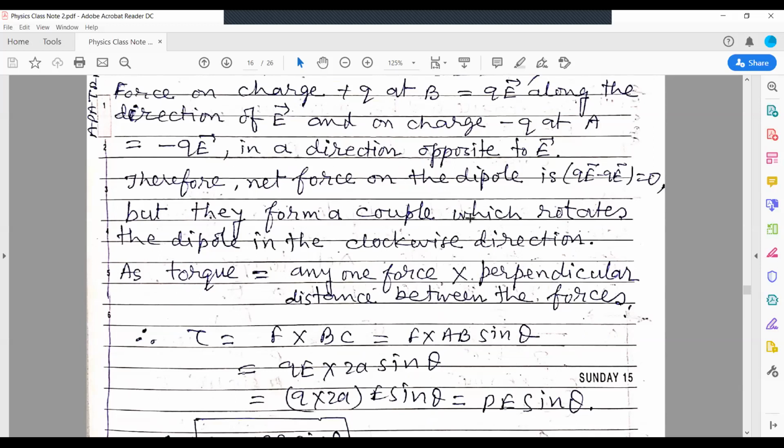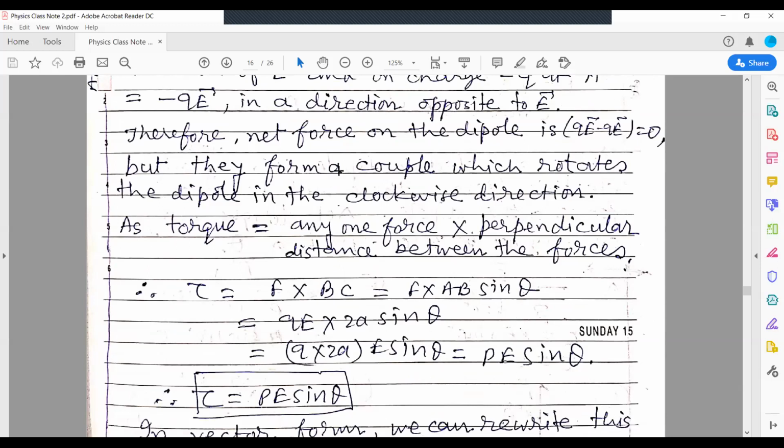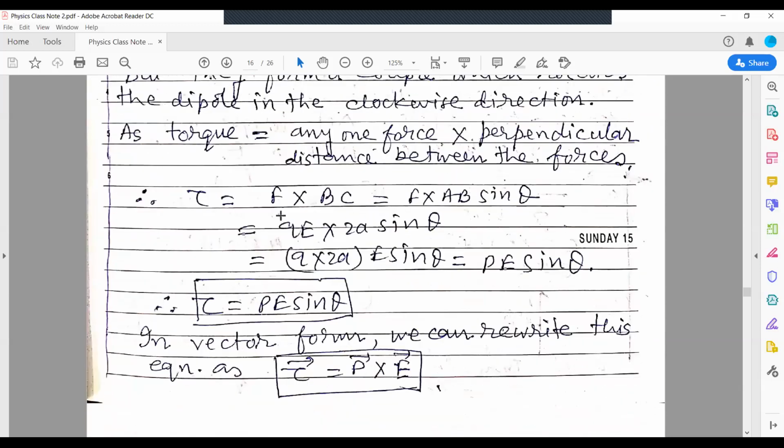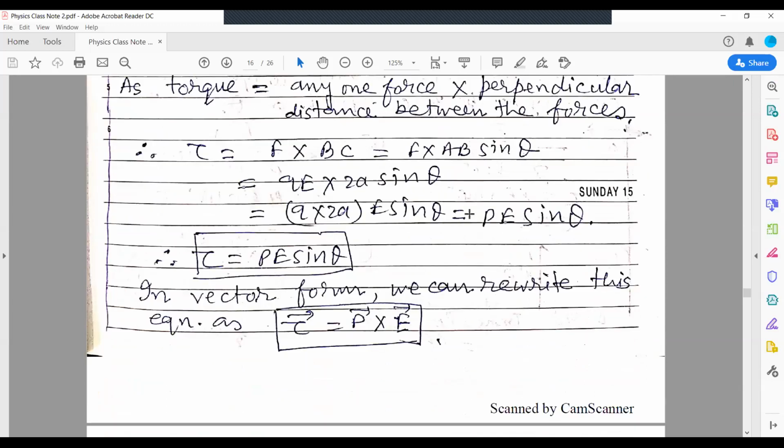अब कि इसके साथ थीटा है, किधर थीटा है, उसके ऊपर डिपेंडेंट है. What is the torque? Any one force into the perpendicular distance between the two forces. Any one force, that is F. Both forces are equal in magnitude. That is q into E into the perpendicular distance. Distance means always perpendicular, that is 2a sine theta. q into 2a is P. Therefore, the torque is P E sine theta.